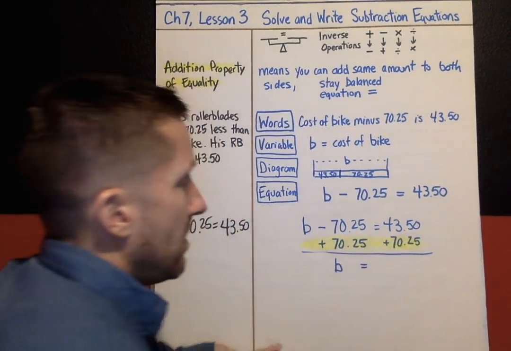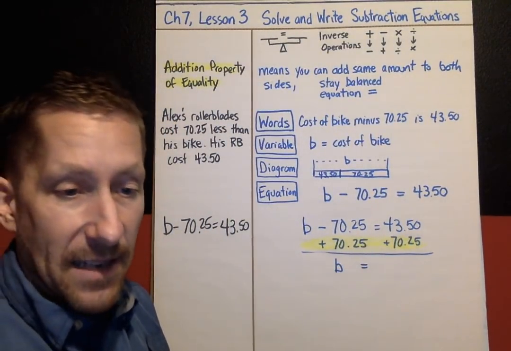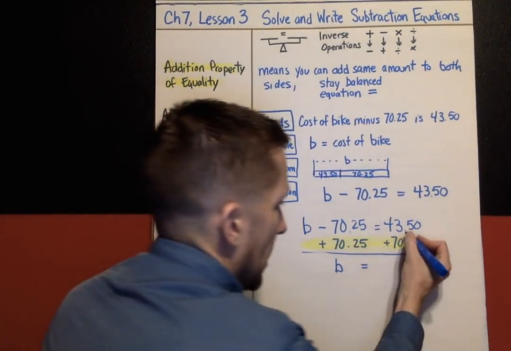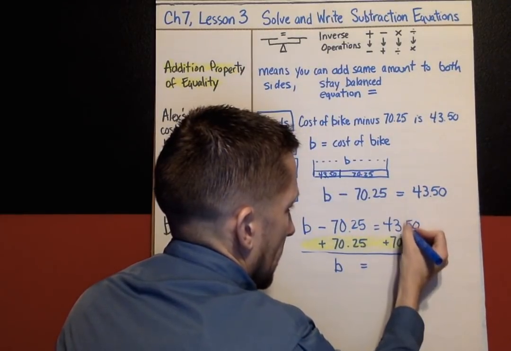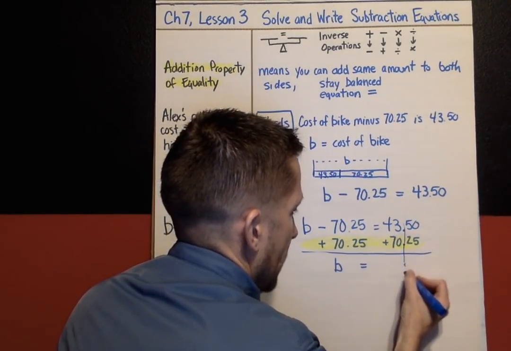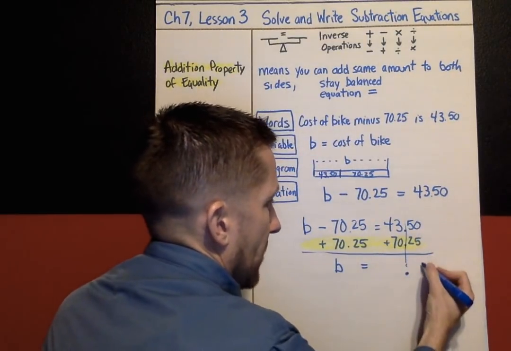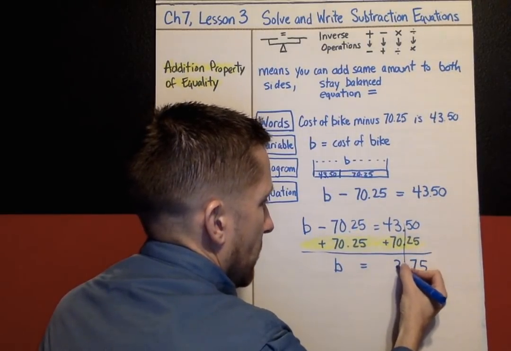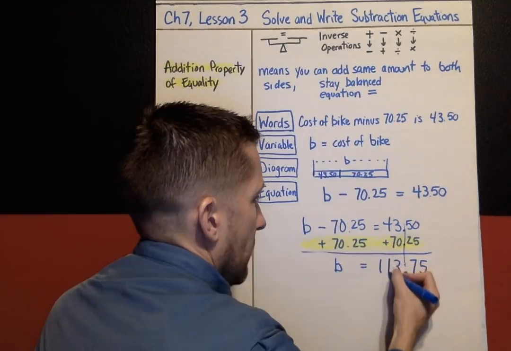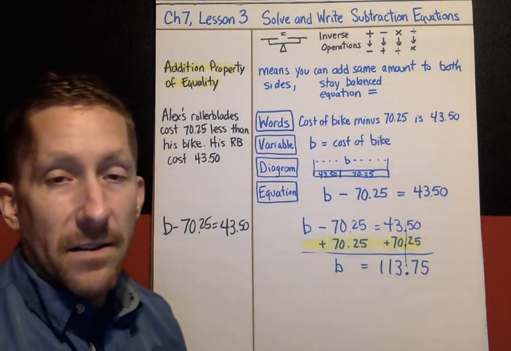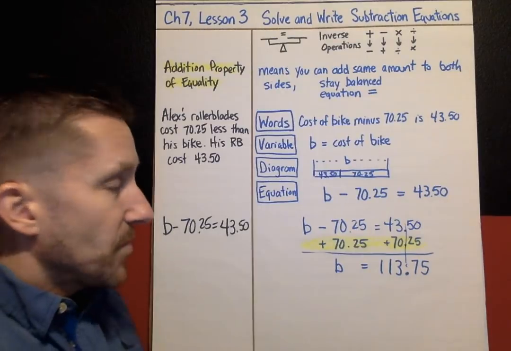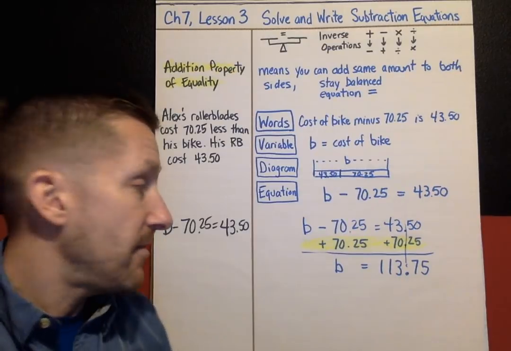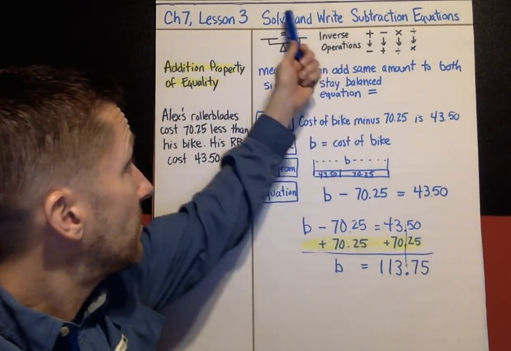And on this side, remember when you're adding or subtracting decimals, they've got to be lined up. Well, they are lined up. It comes straight down in our answer, and then we just add. 5 and 0 is 5. 5 and 2 is 7. 3 and 4 and 7 is 11. So the answer is cost of the bike is $113.75.